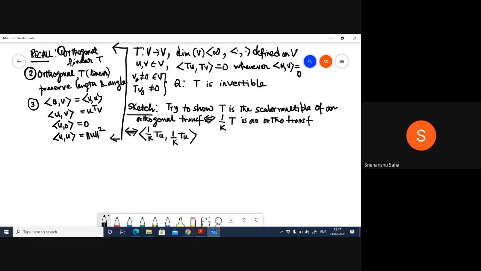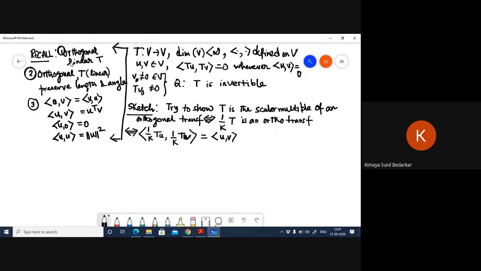because we know that orthogonal transformations preserve the inner products, right? This is one of the properties of orthogonality. If a transformation is orthogonal, we know that the inner product of TU and TV, sorry, T(u) and T(v).